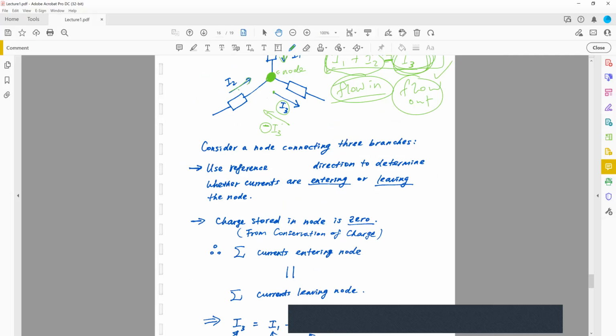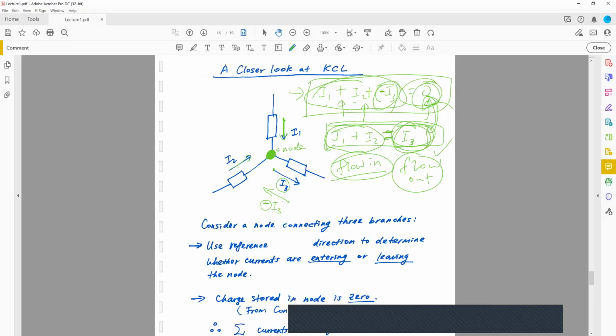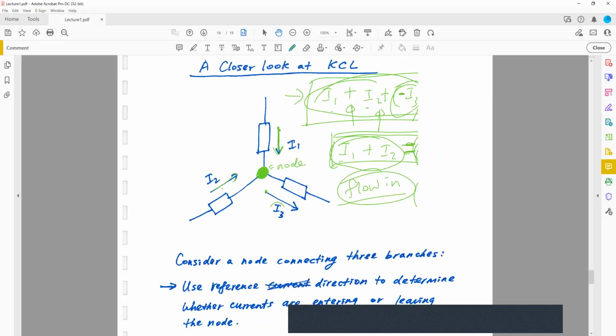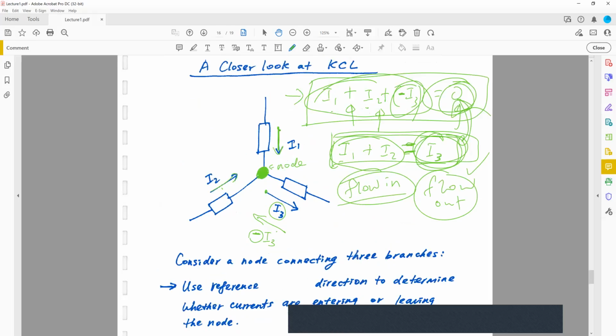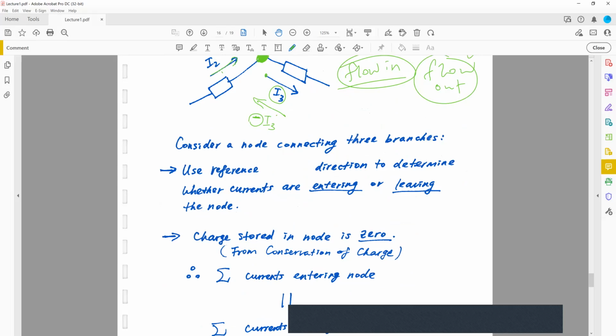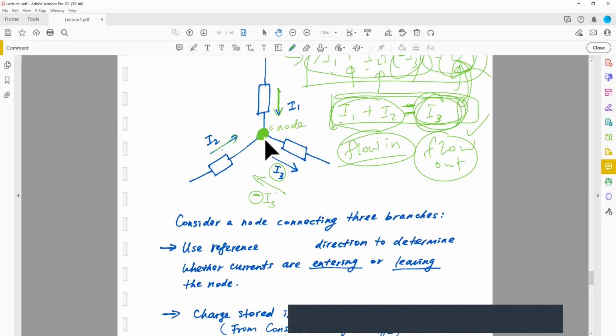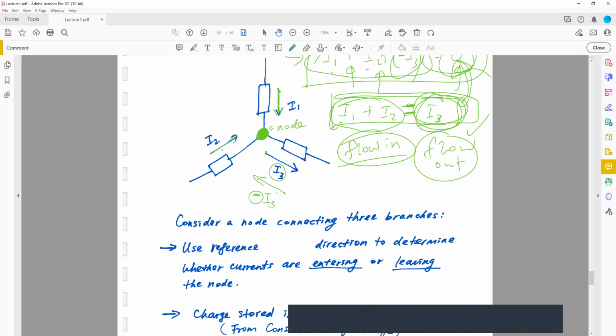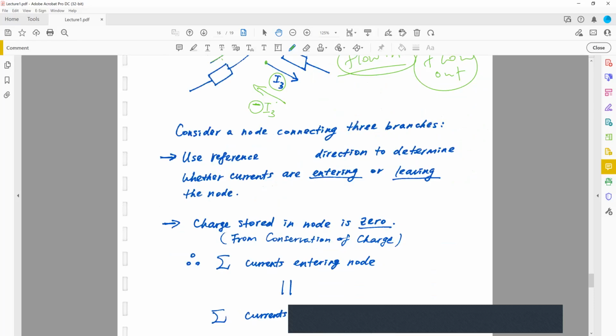What made this KCL possible is the so-called conservation of charge. In other words, whatever charge I have stored inside this node has to be equal to 0. If the net charge stored in this node has to be equal to 0, then of course I know that what goes in has to come out. That makes sense. I1 and I2 go in, and I3 has to come out. I1 plus I2 has to be balanced by I3. And this is all possible because of charge conservation.